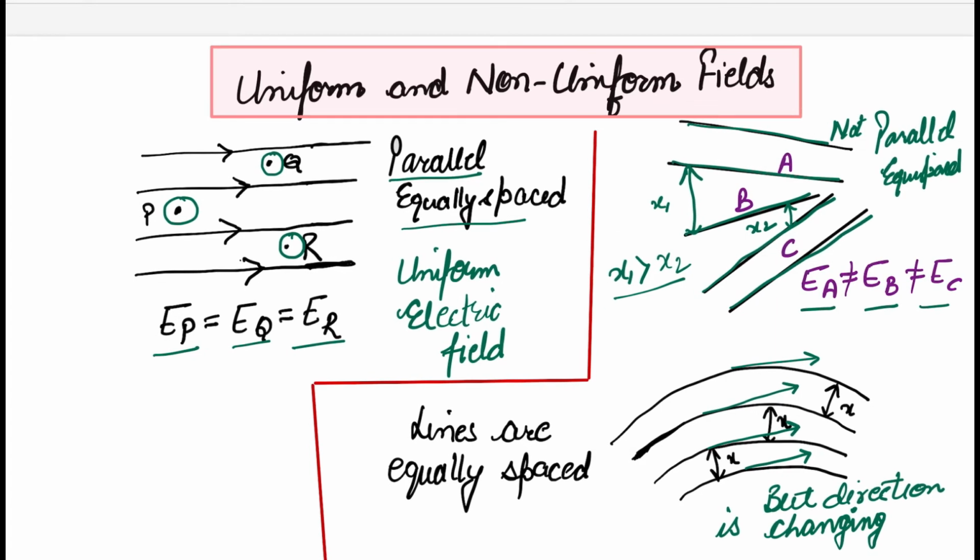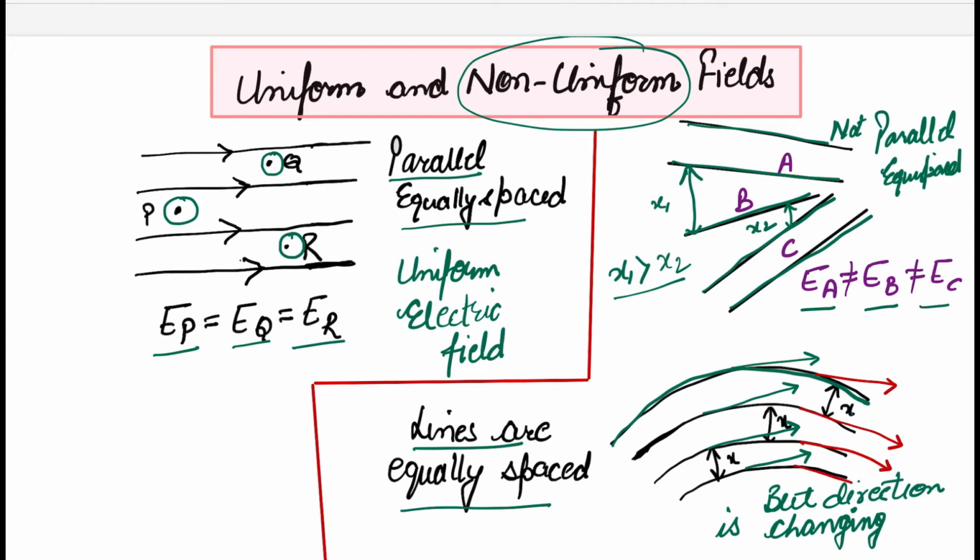In the third case, we assume the lines are curved but equally spaced. Even this comes under the category of non-uniform field. Why non-uniform? The distance is the same, x, but if I draw a tangent at any point, it will have one direction here, a different direction at this point, and so on. For each line the tangent will have a different direction.